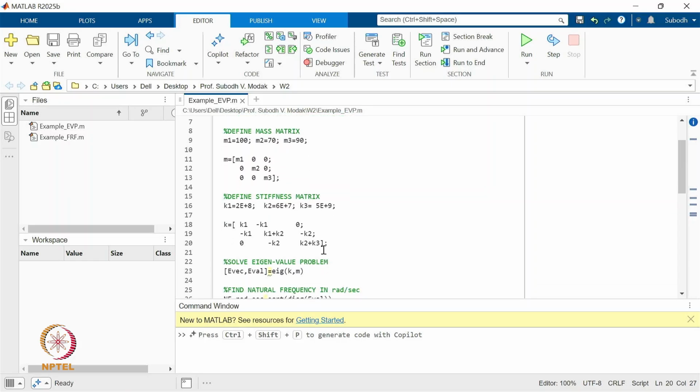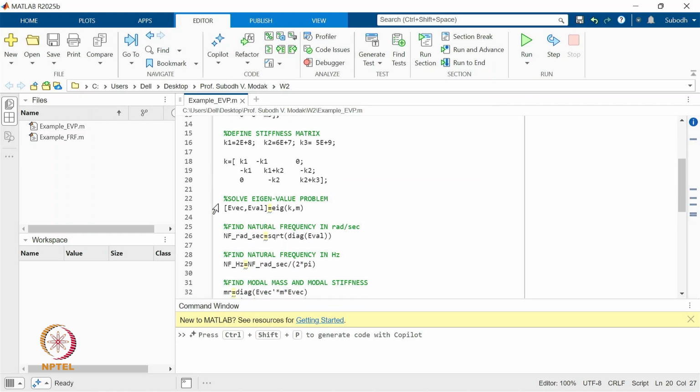Next, we are solving the eigenvalue problem. You can see this is the comment, and then this is the statement to solve the eigenvalue problem. EIG is the command in MATLAB to solve the eigenvalue problem, and it requires two inputs. The first input is the stiffness matrix K, and the second input is the mass matrix M.